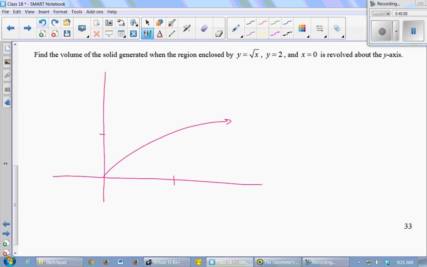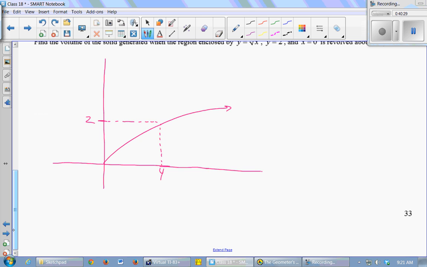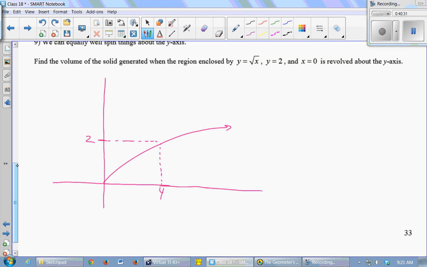Yeah. So if this is 2, this would be a 4. Not that it matters. So this is y equals 2. X equals 0 is the y-axis, right? Yeah. So this is my region, and I'm going to take that region and spin it around the y-axis.